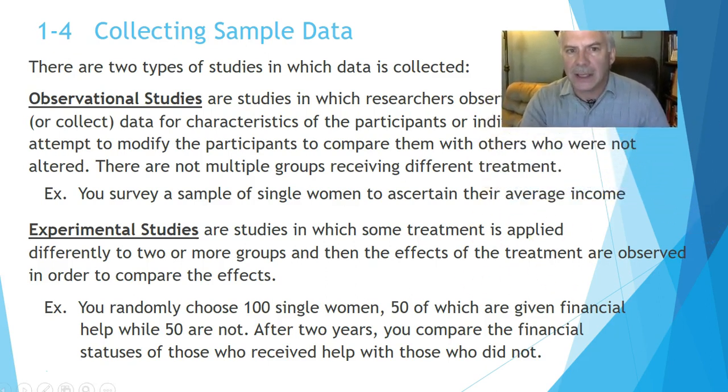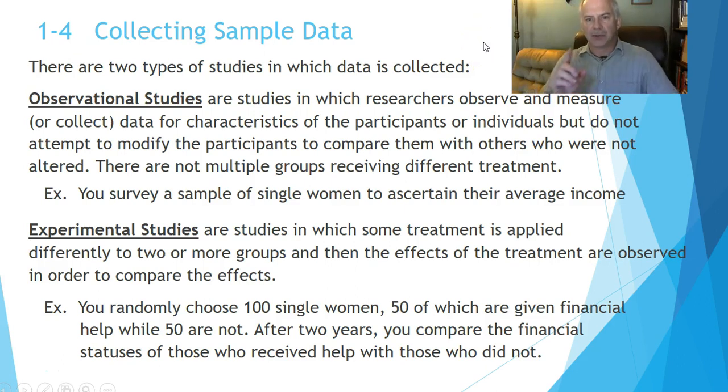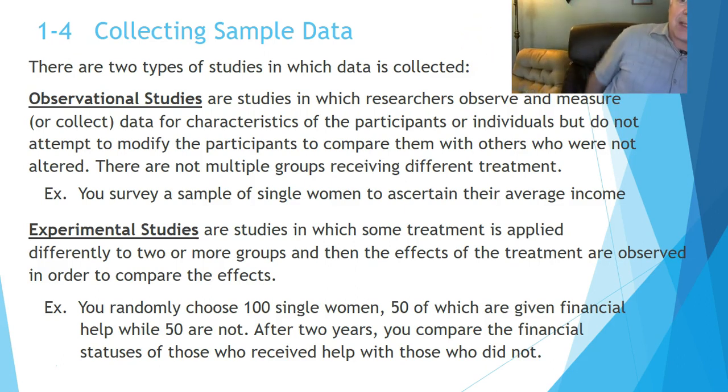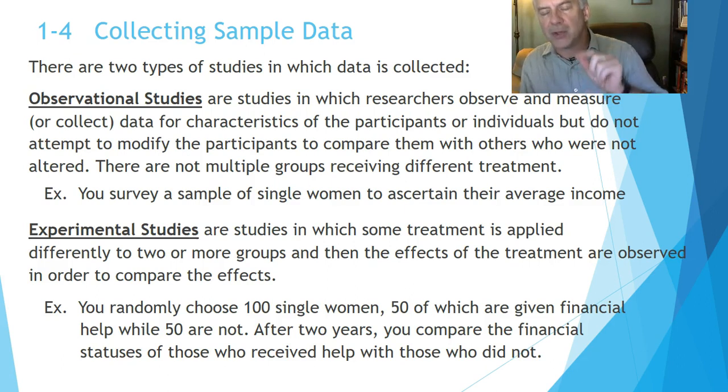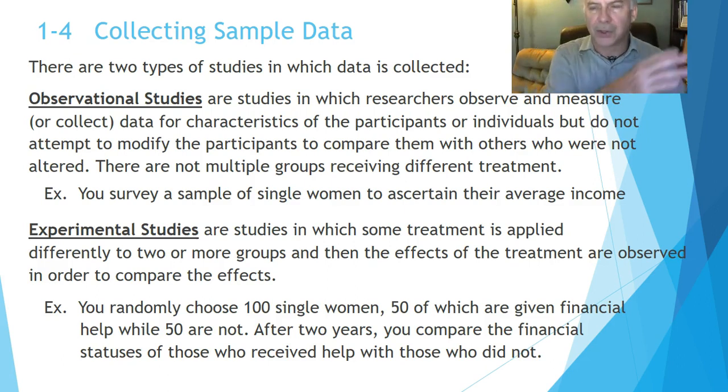Now, collecting sample data. There are two types of studies in which data is collected. Observational studies are where researchers observe and measure or collect data for characteristics of the participants or individuals, but they do not attempt to modify the participants to compare them with others who were not modified. There are not multiple groups where they do something to one group but they don't do it to the other group, or they treat one group differently than the other group. It's just everyone's treated the same.